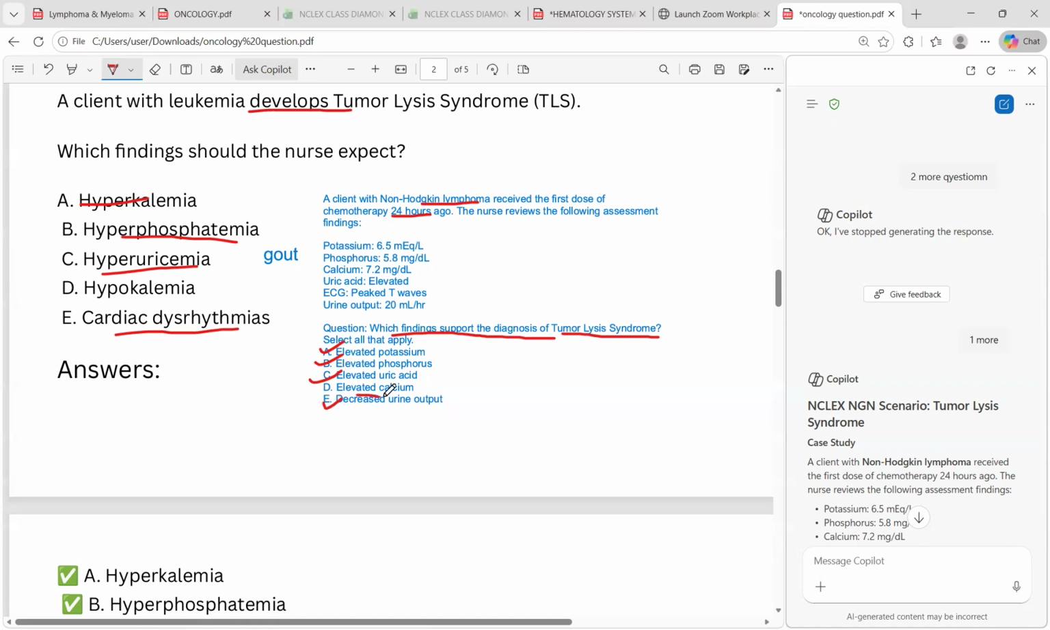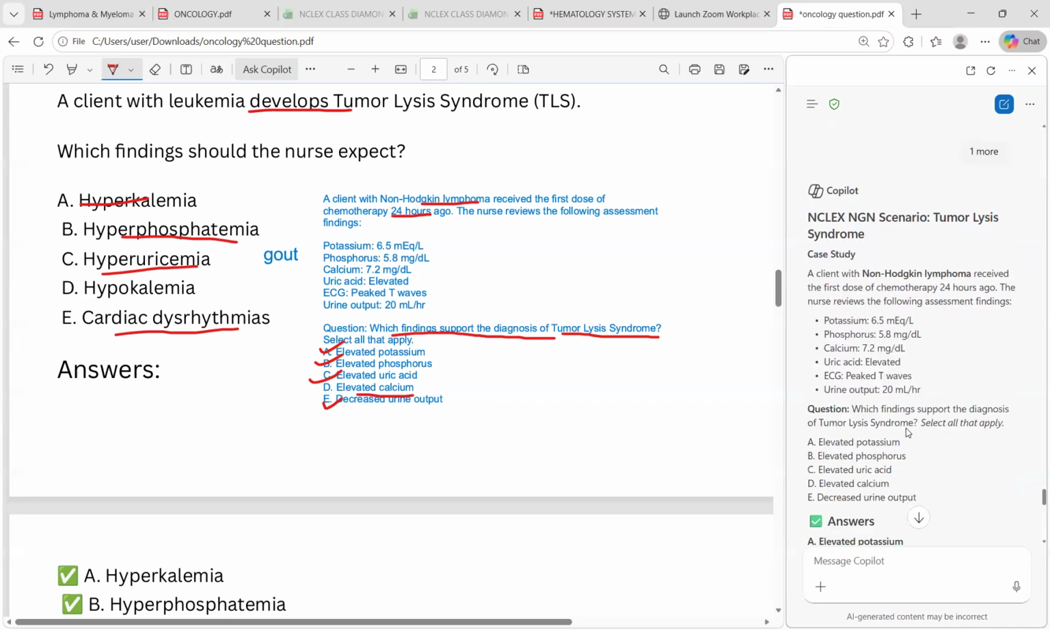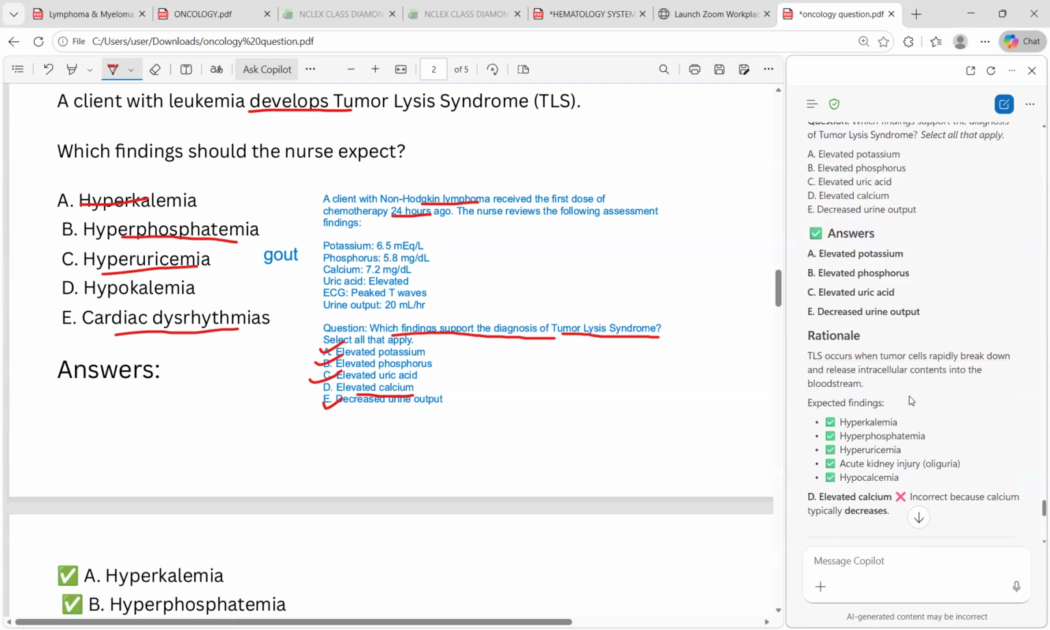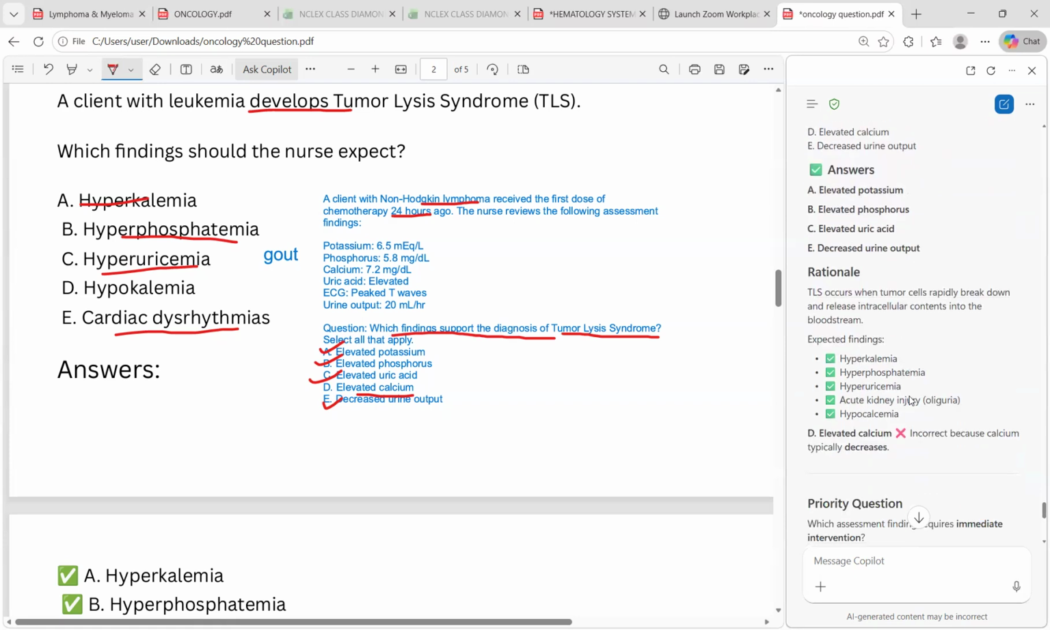And what about calcium? Elevated calcium? No, no. Hypocalcemia will be there, not elevated. Hypocalcemia is there, so you are eliminating it. Why have you chosen elevated potassium and phosphorus? As we said, these are the cellular content. When the chemotherapy drug acts on the tumor, the cells will fragment or break down, and the cellular content will be transported into the blood.